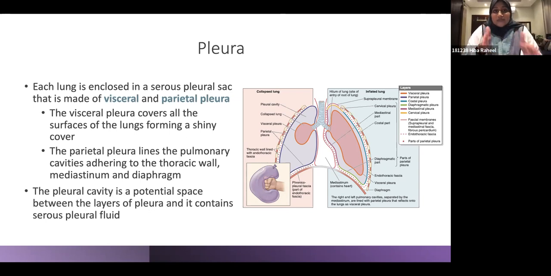So in this pleural space, you have this fluid, which is there for protection. And it's there to make the lungs stick onto the pleural cavity. So the lungs, they don't move while you're running and while you're moving.